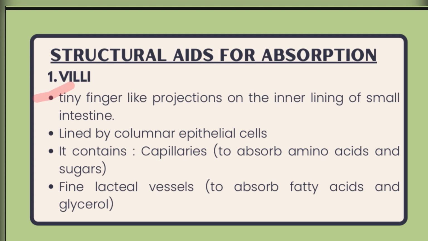First point is tiny finger-like projections on the inner lining of the small intestine. Means inside our small intestine there are really small finger-like parts. Second point is lined by columnar epithelial cells. Third point is it contains capillaries to absorb amino acids and sugar. Fourth point is fine lacteal vessels to absorb fatty acids and glycerol.